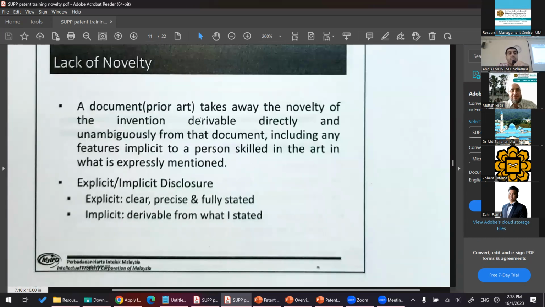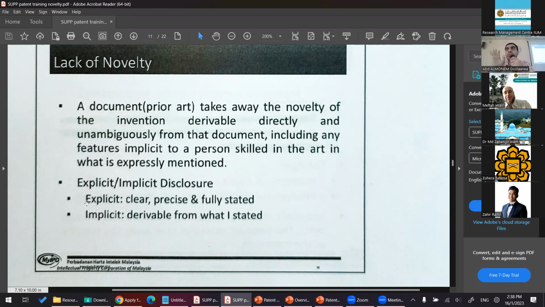A document prior art takes away the novelty of the invention derivable directly and unambiguously from that document, including any features implicit to a person skilled in the art. What is explicitly mentioned? Explicit implicit disclosure. Explicit means clear, very precisely and fully stated in the claim written. Implicit is derived from what is stated or what appears in the figure. But usually novelty takes something very clear, either directly written or from the pictures, just appearing directly. No need to think a lot.